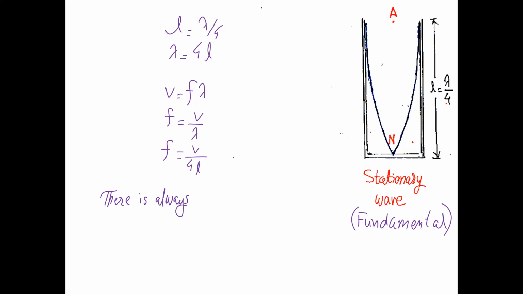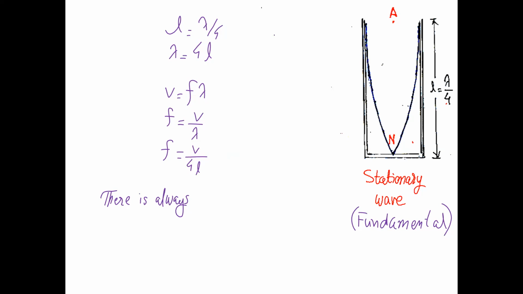Look, node to node separation is lambda by 2. What would be the separation when it is node to antinode? Node to antinode is always lambda by 4. This is a very important concept.